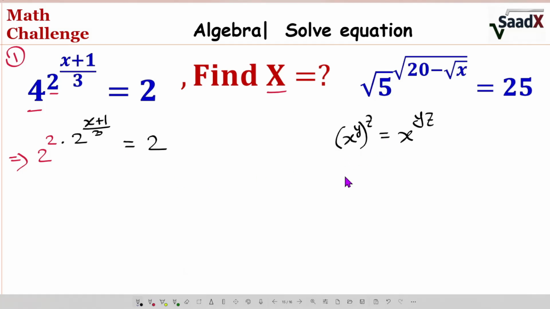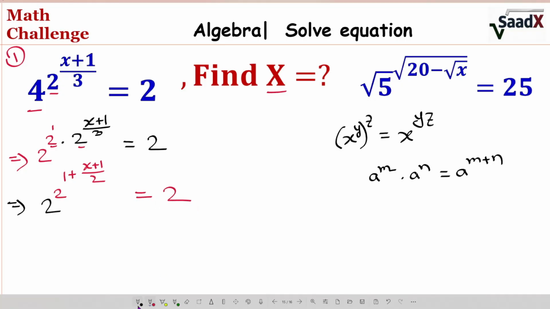We know in a product, once the bases are the same, the powers will be added. It means a to the power m times a to the power n equals a to the power m plus n. Therefore we can write this one 2 to the power, these two have no power, it means this is 1, right? So 2 and 2, this is our base, and here is 1 plus x plus 1 divided by 2 equals 2, right?